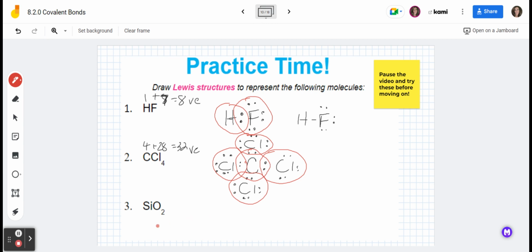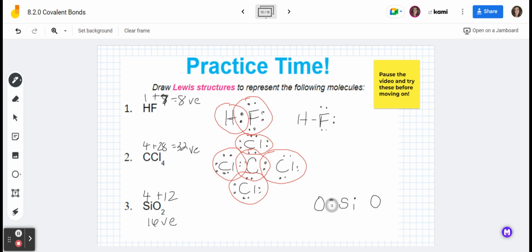All right, so our last one here, we have silicon dioxide. Silicon is 4 plus 2 times 6 is 12. So we have 16 valence electrons. Silicon dioxide, if you think about it, usually also another thing is the central is usually listed first, but again, go by symmetry. Silicon is going to be my central. Oxygen will be surrounding it. You can draw it vertically if you want.